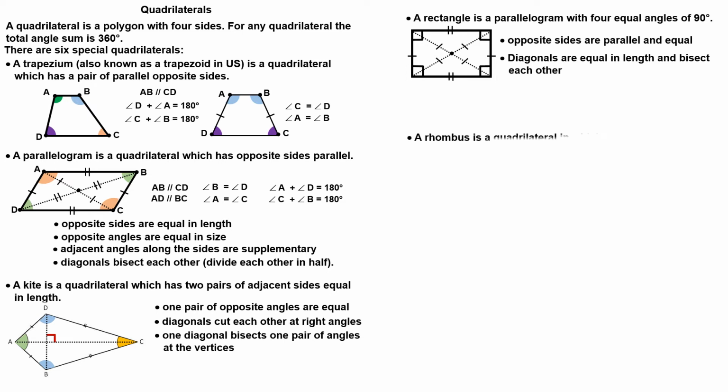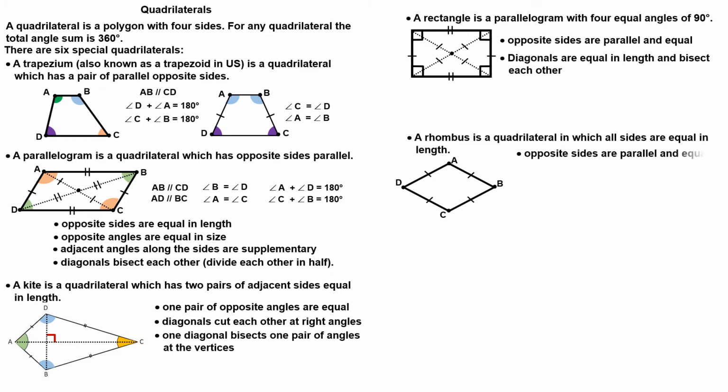A rhombus is a quadrilateral in which all sides are equal in length. Opposite sides are parallel and equal. AB is parallel to CD, AD is parallel to CB. Opposite angles are equal. Diagonals bisect each other at 90 degrees.